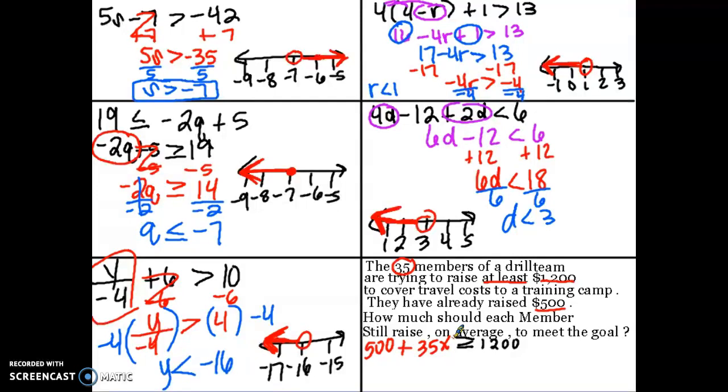So how much they want to raise, I'm going to subtract 500 out of that cost, because they want at least 1,200 and they've already raised 500, then they are 700 to their goal. They have 35 members trying to raise this money, so we're going to divide that up between those 35 people. And that means that each person needs to raise at least $20.